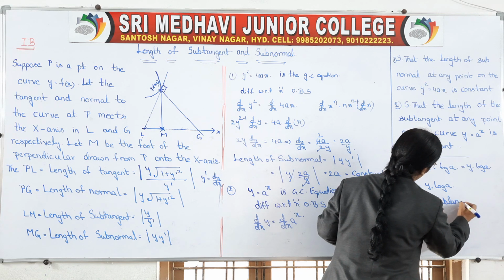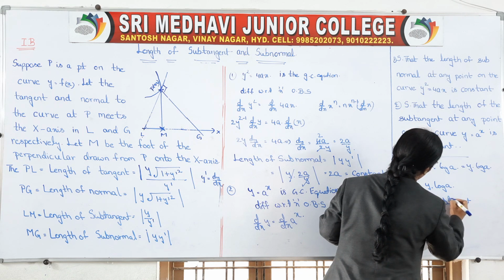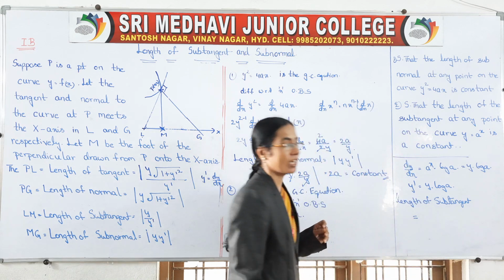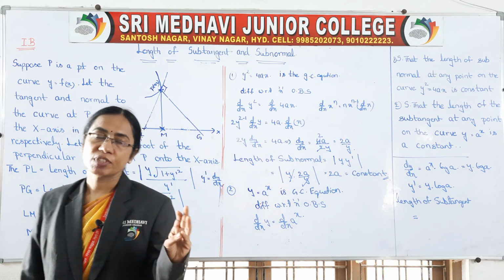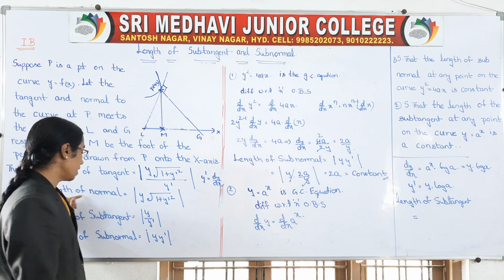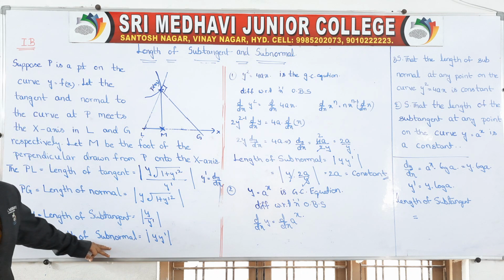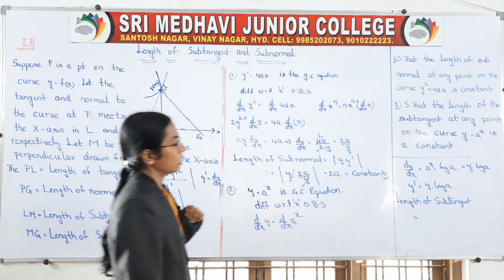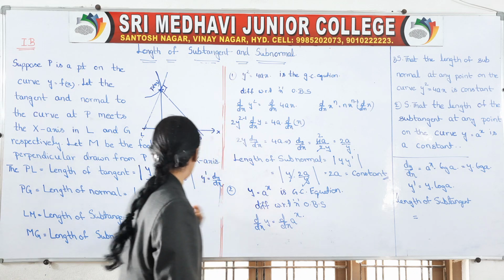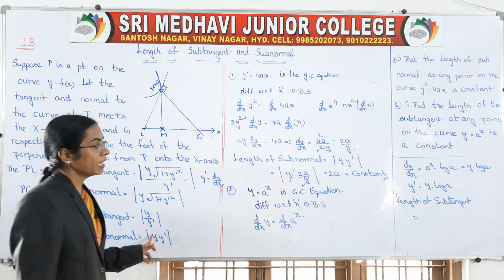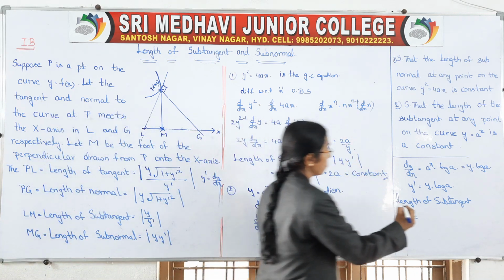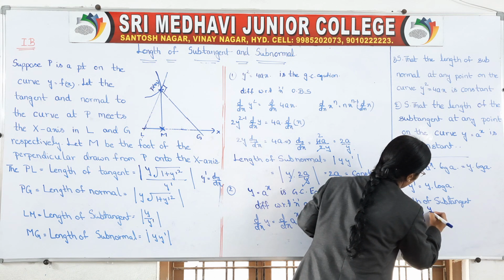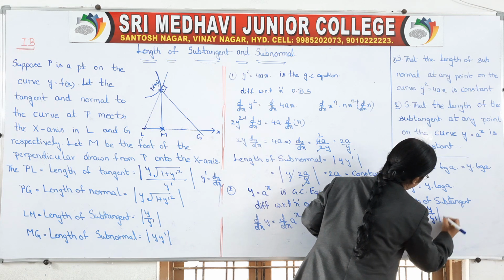Subtangent is equal to, what is the formula? Now we have taken 4 formulas, isn't it? Length of the tangent, length of the normal, length of subtangent, length of subnormal. So what is the formula for subtangent? It is y by y dash. So apply the formula, that is y by y dash.